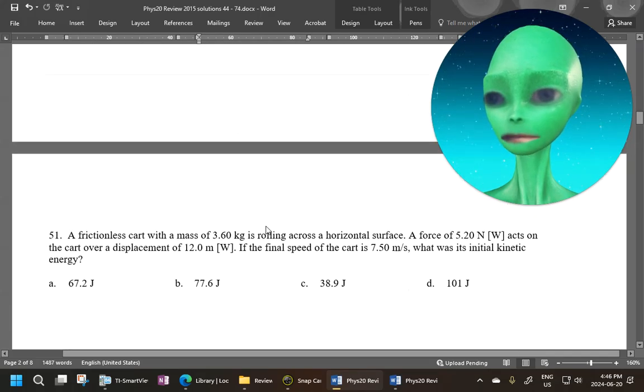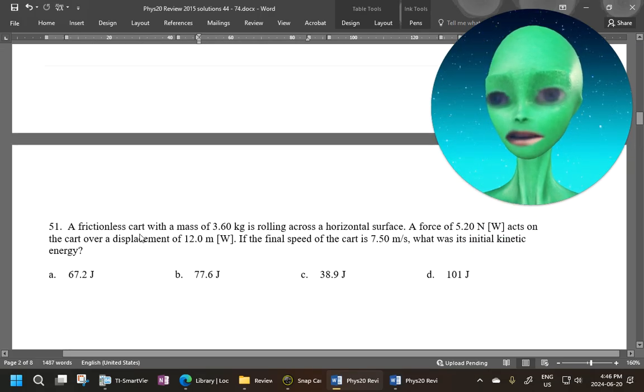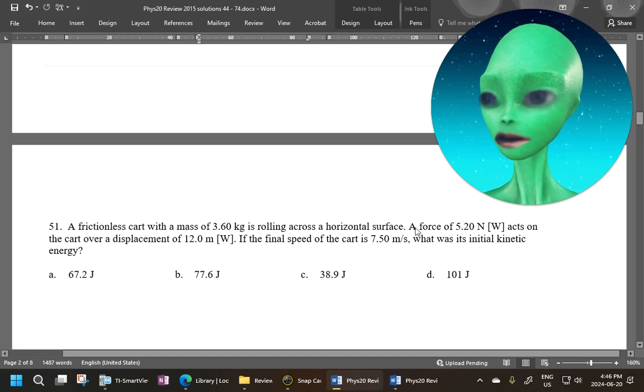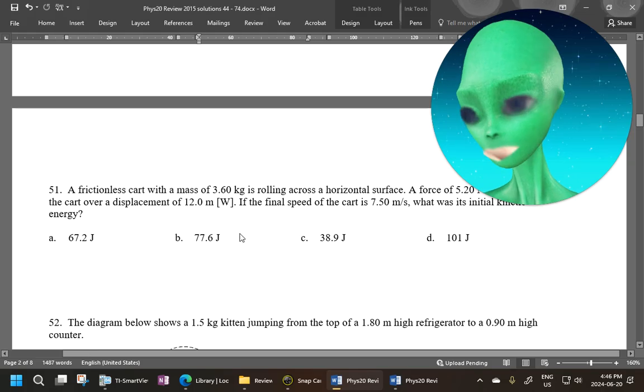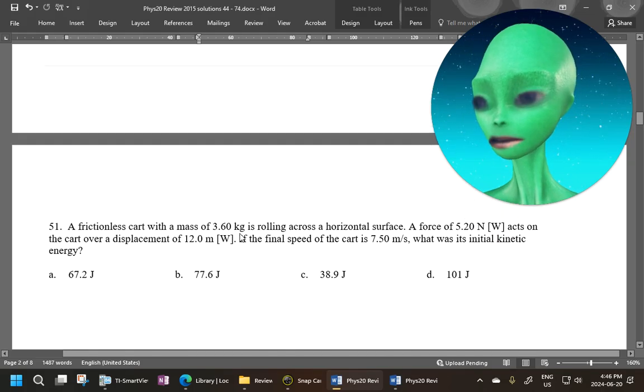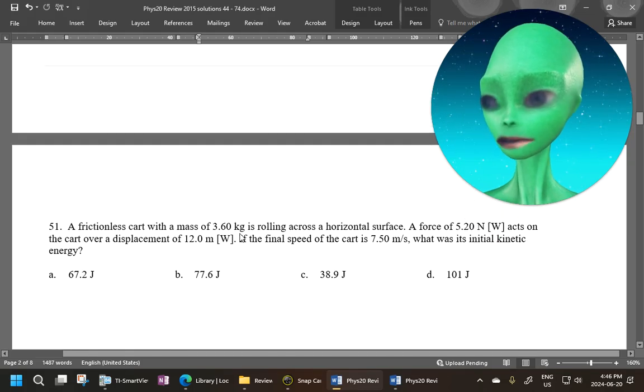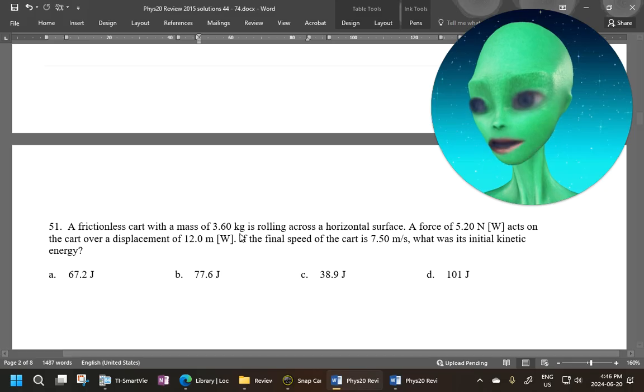That's a simple question. All right, so a frictionless cart is rolling along a horizontal surface, a force west acts on the cart, and it displaces 12 meters west. Okay, if the final speed is this, what is its initial kinetic energy? Well, it's a lot of moving pieces here, right? There's a couple ways to do it. You can do the kinematics way and find the acceleration, then use that, blah, blah, blah. We're not going to do that.